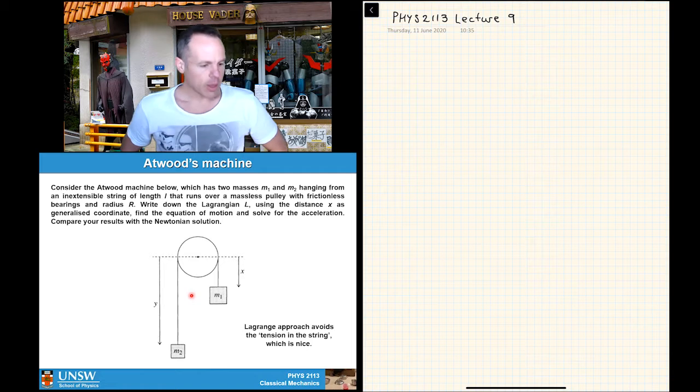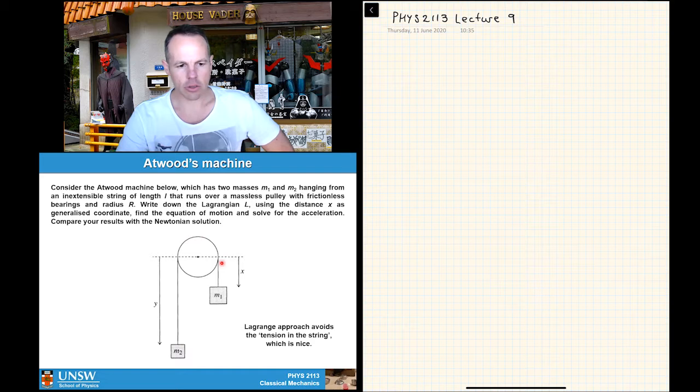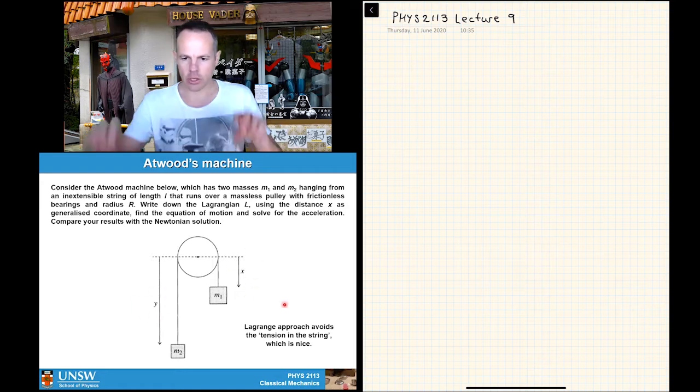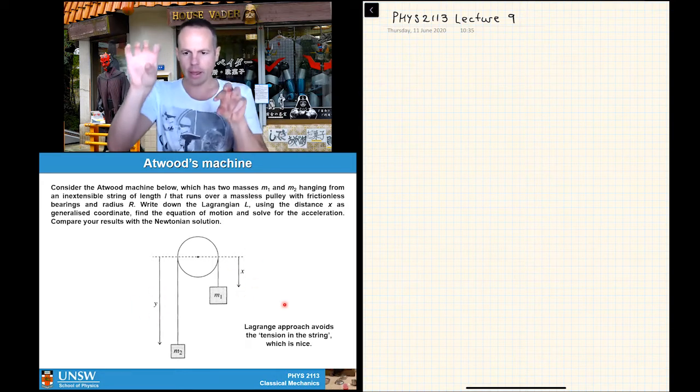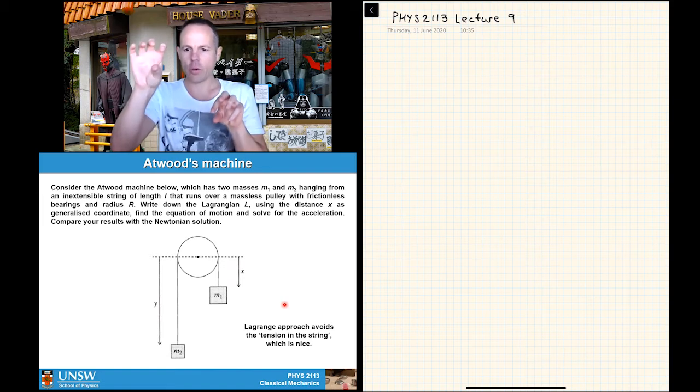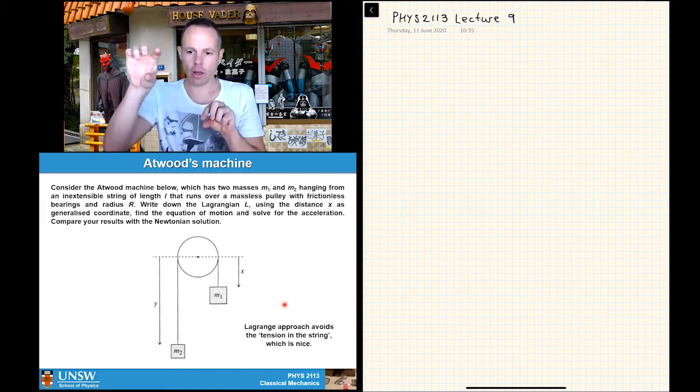The second one is constraints, and the constraint in here is essentially the string, right? What it means is that there is always going to be some relationship between this position y and this position x, such that m1 and m2 can't go wherever they want. They have to be put in such a way that they're still connected by the length of the string running over the top of the pulley.